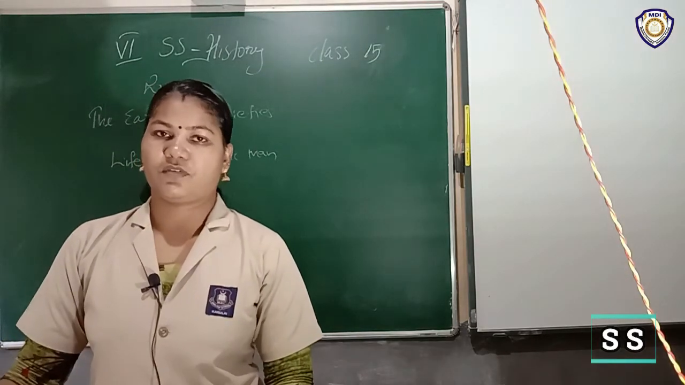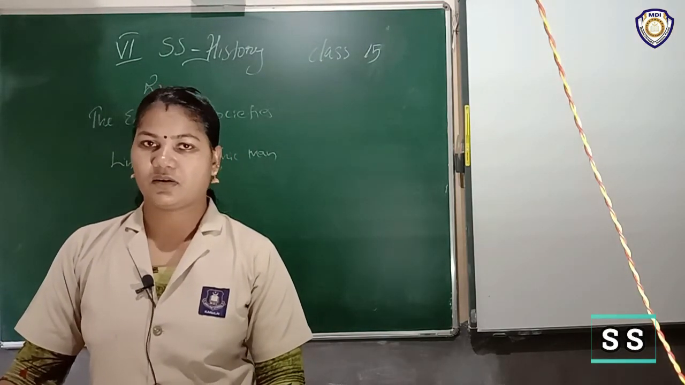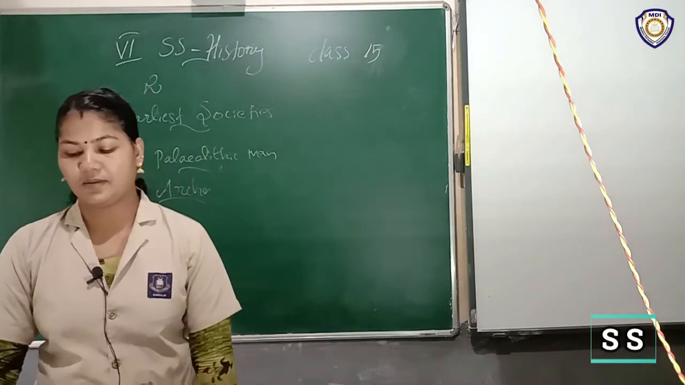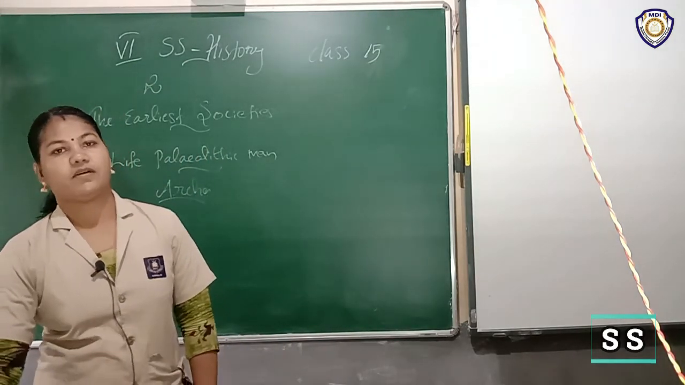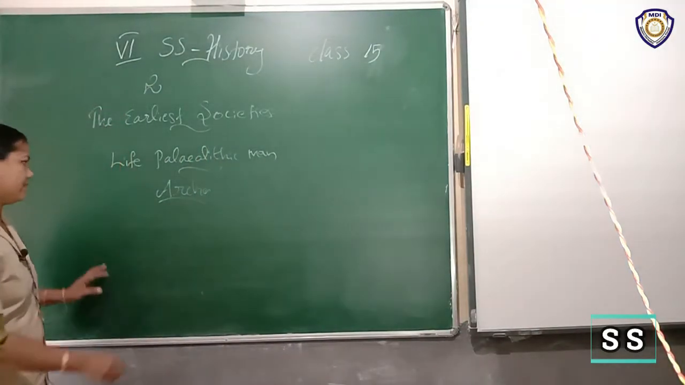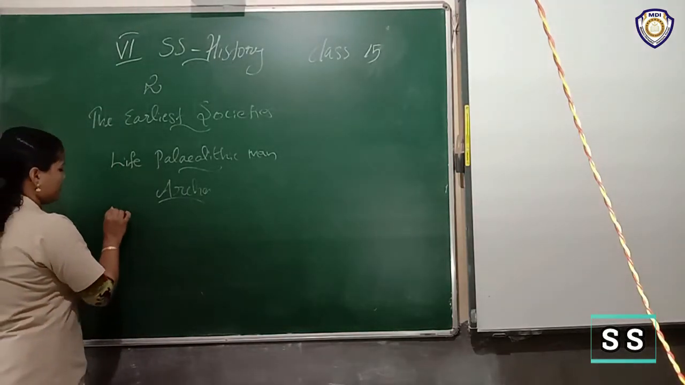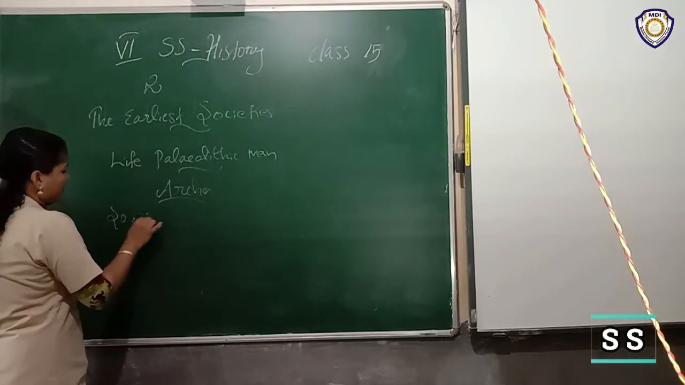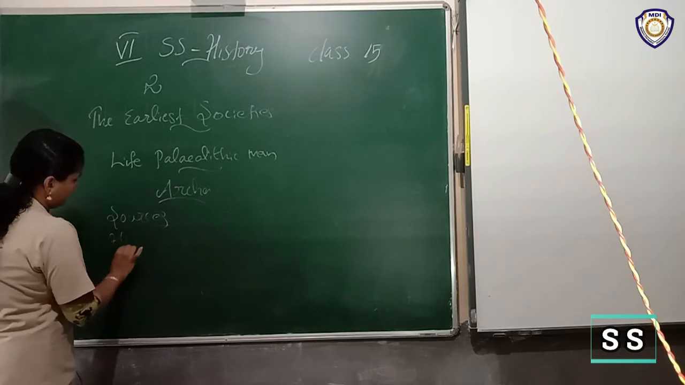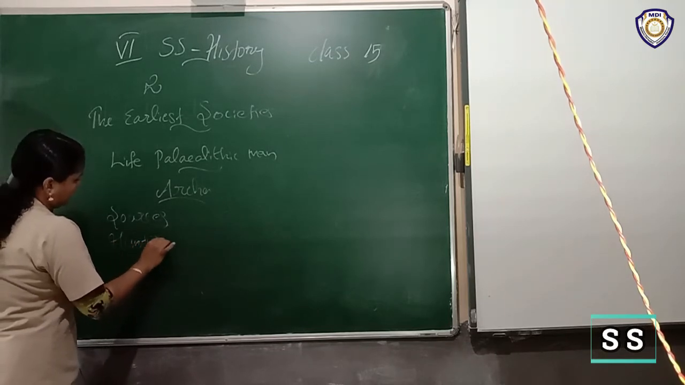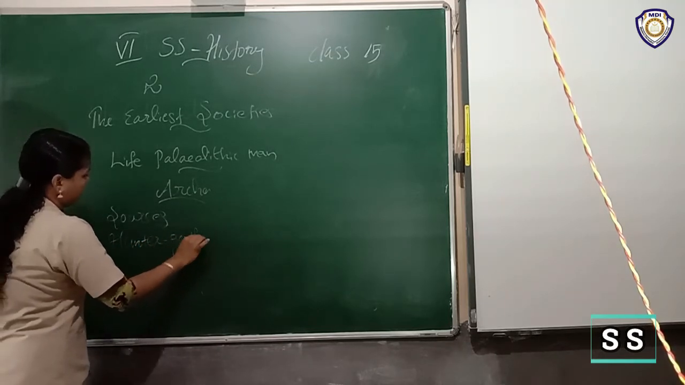Sources are over. Is it clear? Mainly archaeological remains, that is the main source. Next one is the hunter gatherer. What is the next topic? Hunter gatherer. Sources are over. Next one is the hunter gatherer. You know what is the meaning of hunter gatherer?